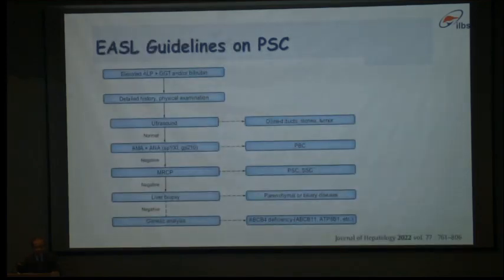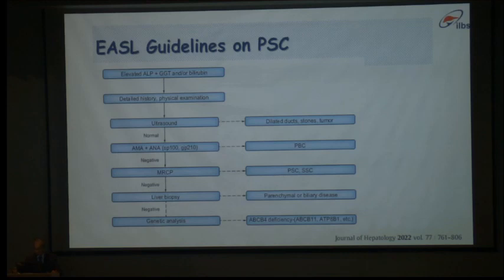So these are the EASL guidelines for primary sclerosing cholangitis. When there is elevation of alkaline phosphatase and GGT with or without elevation of bilirubin, do a detailed history, physical examination, and ultrasound to look for dilatation and stones, and then proceed to antibodies. Anti-nuclear and anti-mitochondrial antibodies are not done for children, but when they are positive, the diagnosis of primary biliary cholangitis is made. Then ERCP or MRCP to look for cholangitis features, then liver biopsy to look for whether it is just biliary disease, a parenchymal disease, that is an overlap, or just primary sclerosing cholangitis.